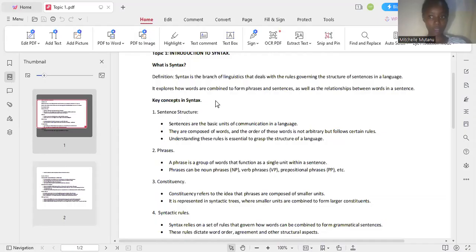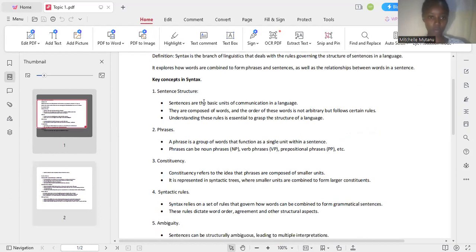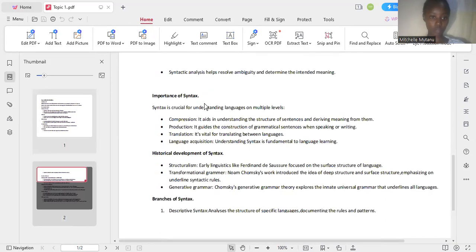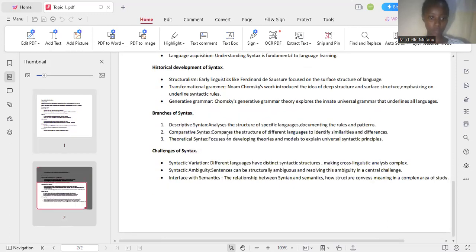In today's lesson, we are going to introduce syntax. This is a unit that we are going to be taking throughout the semester. Today we are going to introduce it as the first lesson in our semester. We are going to introduce what syntax is. In this class, you're expected to know what syntax is, the key concepts of syntax, the importance of syntax, its historical development, branches, and challenges.